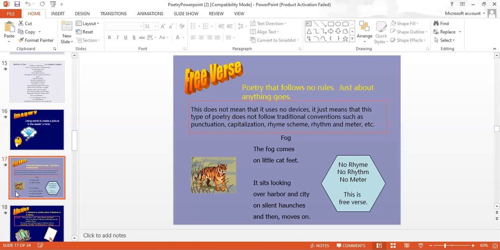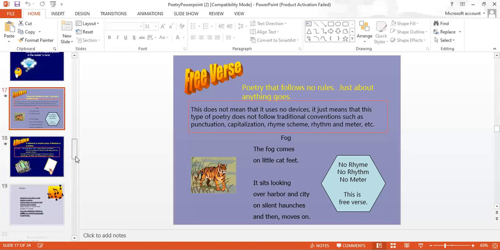There is no rhyme. If you take a closer look, you see that there is no rhyme, there is no rhythm, there is no meter. So this is just a free verse whereby you can write anyhow. Probably if you don't have much information about how to write poetry, the first poem that you write is going to be a free verse, because you don't know the traditional conventions that should be followed, things like the punctuation, the capitalization, the rhyme scheme, and things like that. You don't know. So probably the first poem that you write will be a free verse.